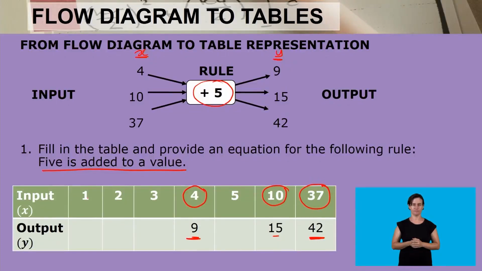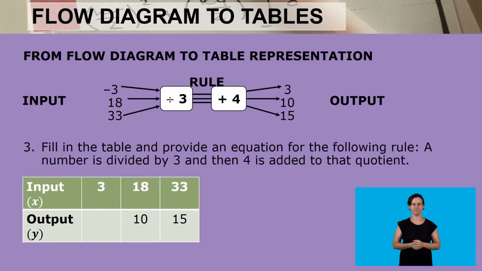So we have 1 as the input value, and when we add 5 to 1, what is the answer? Well, the answer is a 6, because 1 plus 5 is 6. What about the next one? We have 2. When we add 5 onto that, yes, the answer is a 7. What about 3? When we add 5 onto that, the answer is an 8. And lastly, we have 5. And when we add 5 onto that, the answer is going to be a 10. So that is us taking this flow diagram and representing it in our table.